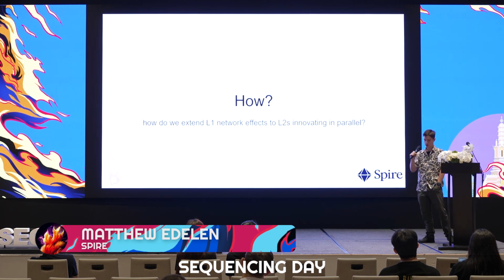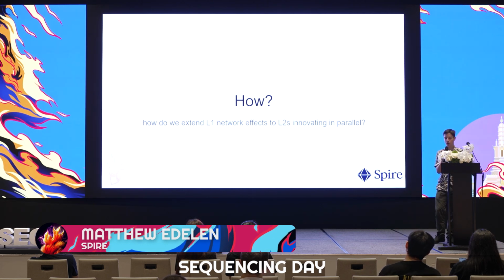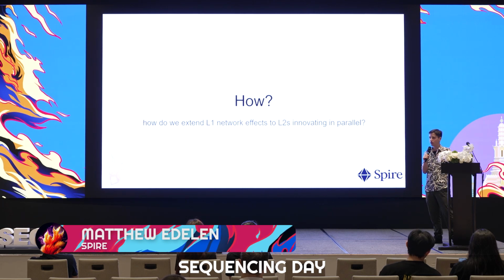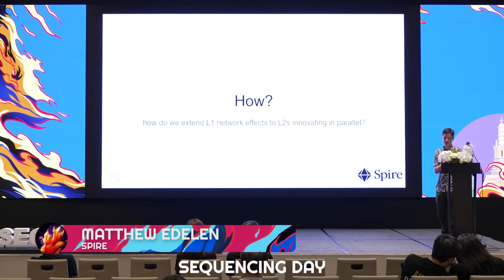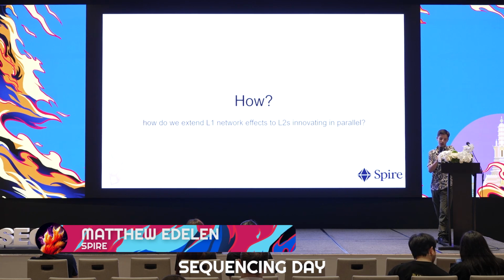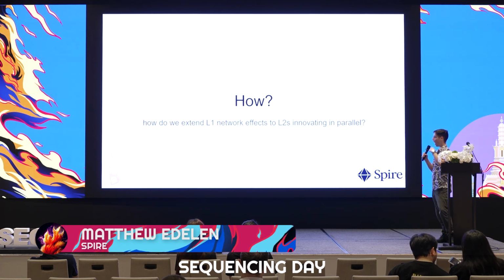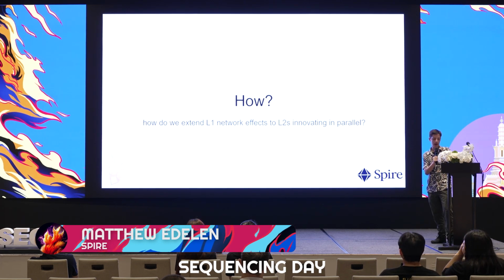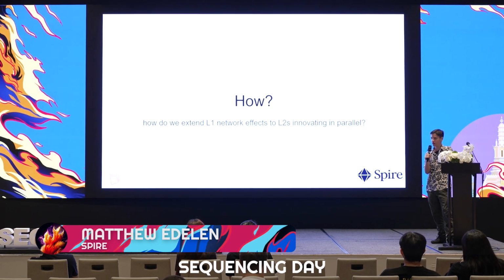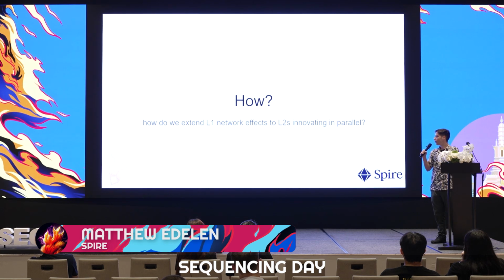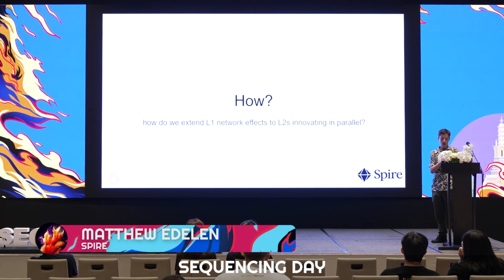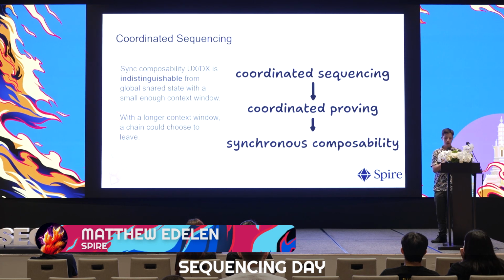The question we're trying to answer is how do we extend layer 1 network effects to layer 2s innovating in parallel? And this is not some deposit and withdraw type scheme where you have to wait 7 days. This is like real extension, right? Solana people will call it a network extension. I want that for crypto, but I think for Ethereum at least, the framing of network extension is really misleading, and we should avoid that. But we do want to extend the network, and specifically the network effects of Ethereum layer 1. So how do we do that?